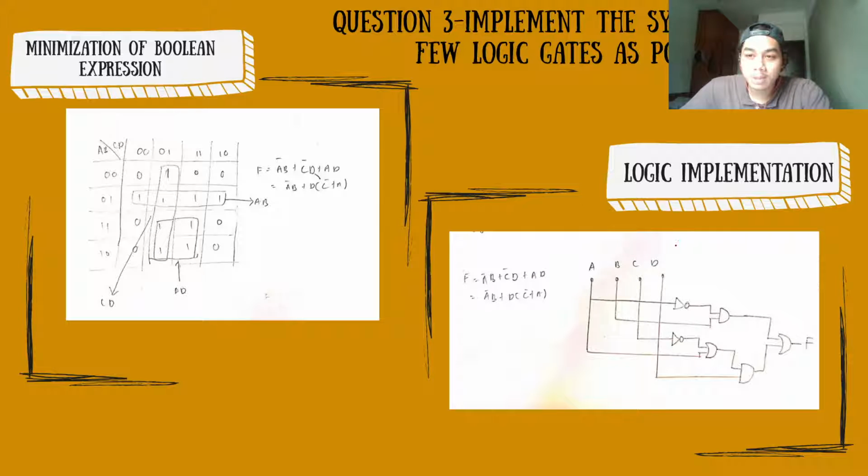To draw the logic implementation, I need to get the simplest form from here. If we take this form, we can get 7 logic gates. But if I factorize D and get C bar plus A, we can get 6 logic gates. So this is my final drawing of the logic implementation.